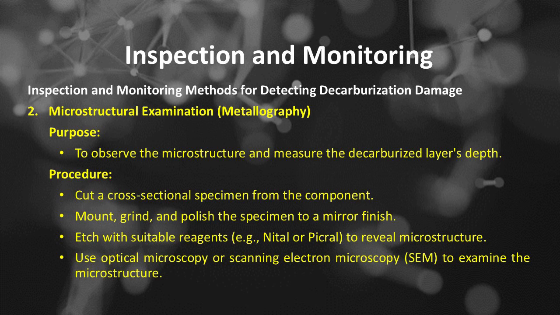Number 2 of the inspection and monitoring methods for detecting decarburization damage is microstructural examination, or metallography. Its purpose is to observe the microstructure and measure the decarburized layer's depth. The procedure is to cut a cross-sectional specimen from the component, mount, grind, and polish the specimen to a mirror finish. Etch with suitable reagents, e.g., nital or picral, to reveal the microstructure. Use optical microscopy or scanning electron microscopy, SEM, to examine the microstructure.